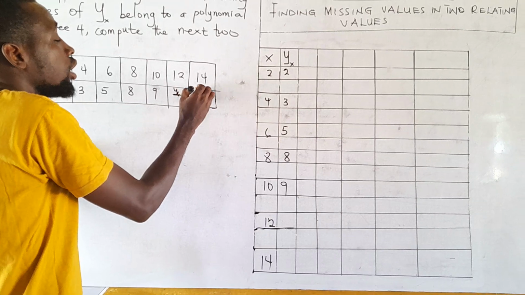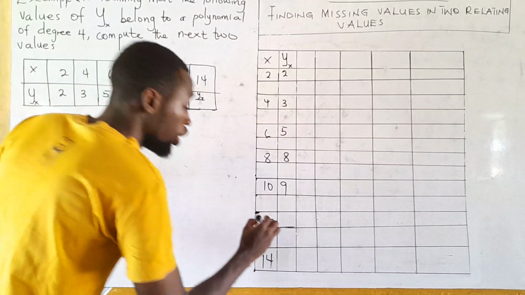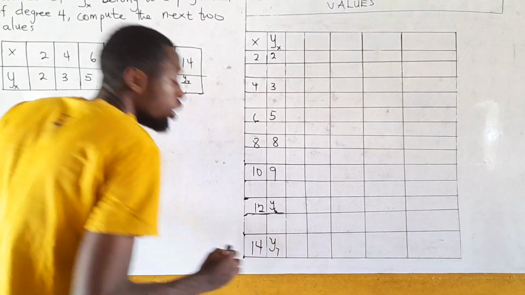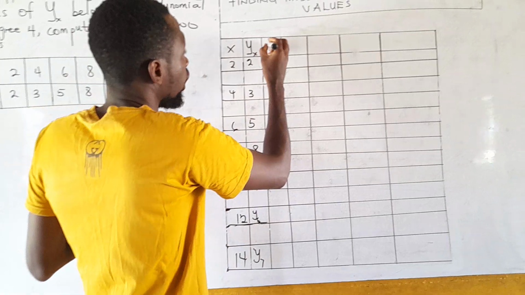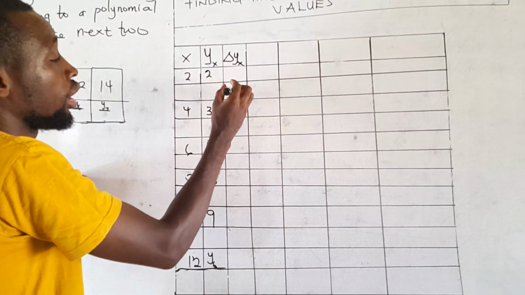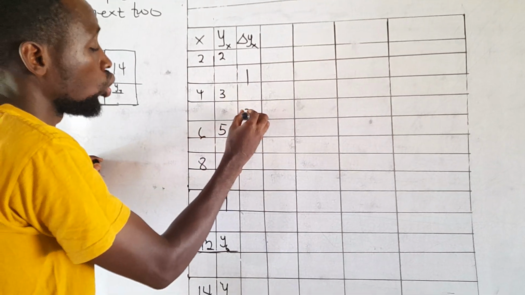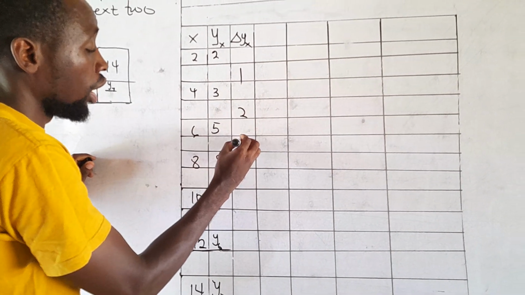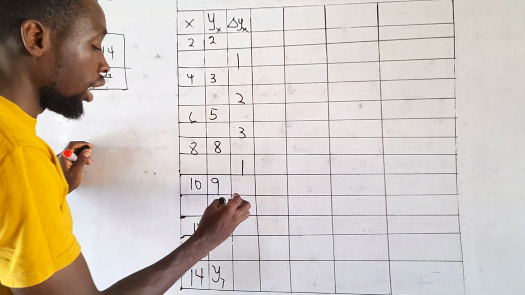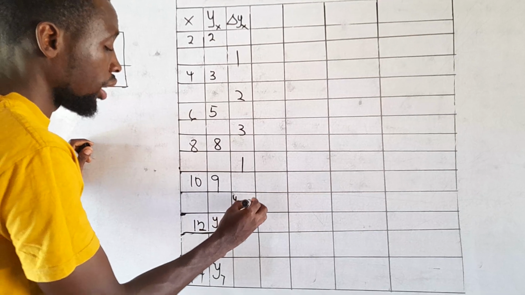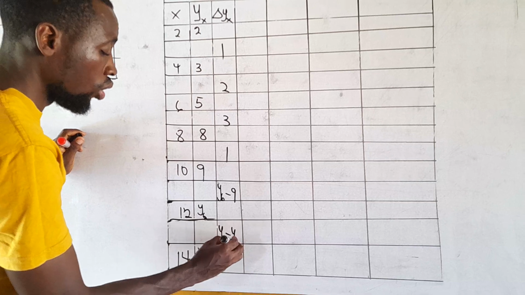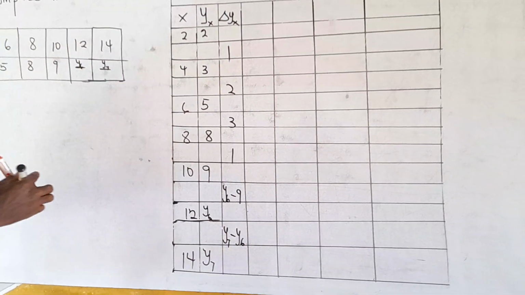This should be y6, and this is y7. So in this place we'll have y6, and this is y7. So what do we do? We find the first difference, that is delta of y subscript x. 2 minus 3, that's 1. 5 minus 3, that's 2. 8 minus 5, that's 3. 9 minus 8, that's 1. y6 minus 9, that will be y6 minus 9. Then y7 minus y6. I hope you get that.